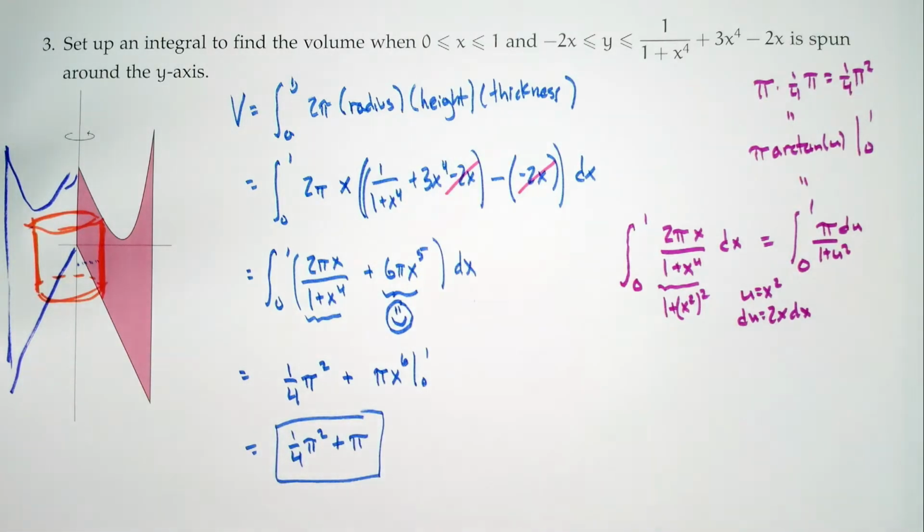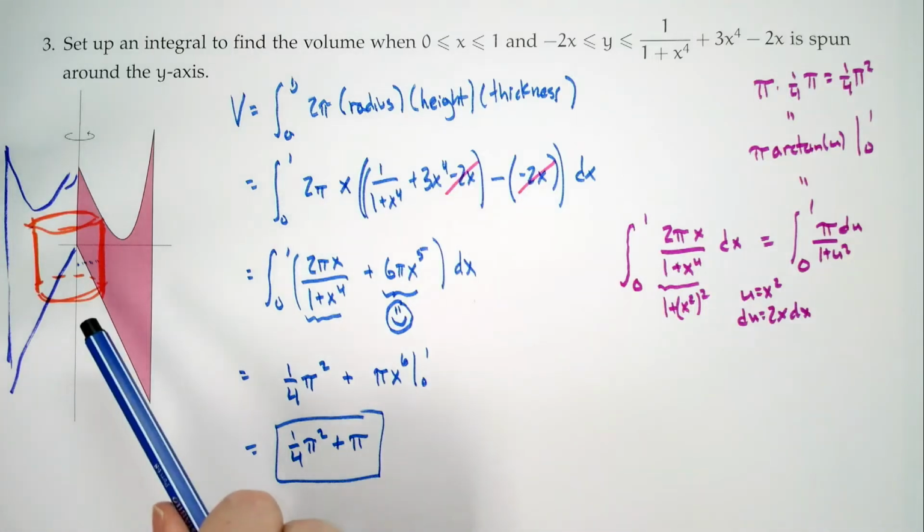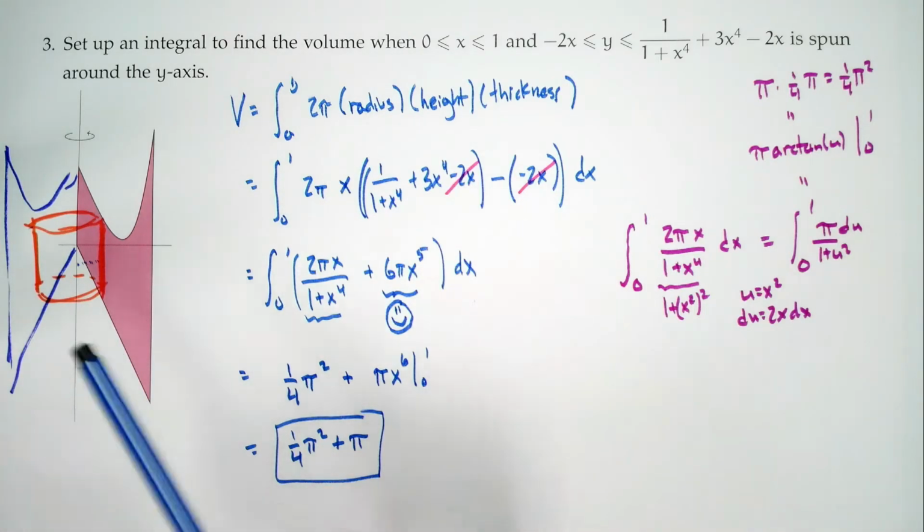So it's good to be able to recognize when to use different methods. So for volumes of revolution, there's two methods. There's the washer method and the shell method. And we want to make sure we're able to do both. All right, good.